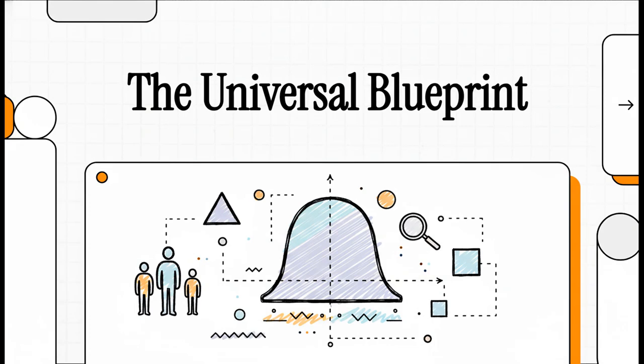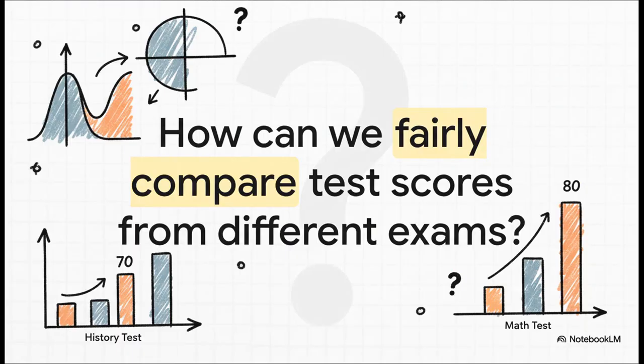It's funny. Have you ever noticed how some patterns just seem to pop up everywhere you look? I mean, from the heights of people in a crowd to tiny errors on a scientific measurement, it feels like nature has a favorite blueprint it just loves to use. Well, today, we are going to crack the code on that exact blueprint. Let's dive in. But first, let me throw a little puzzle your way.